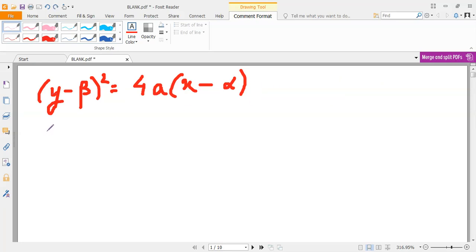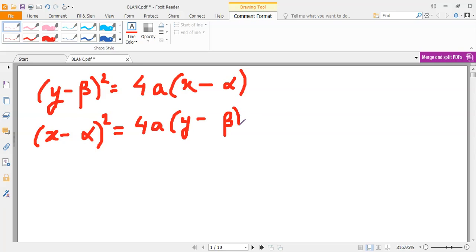The other standard form of the parabola is the reverse. So it's x minus alpha whole square equal to 4a times y minus beta. So this is the reverse, where x is raised to the power 2 and y is just raised to the power 1. This sort of parabola either looks like this or like this, based on the value of a. In this case, a is positive, and in this case, a is negative.